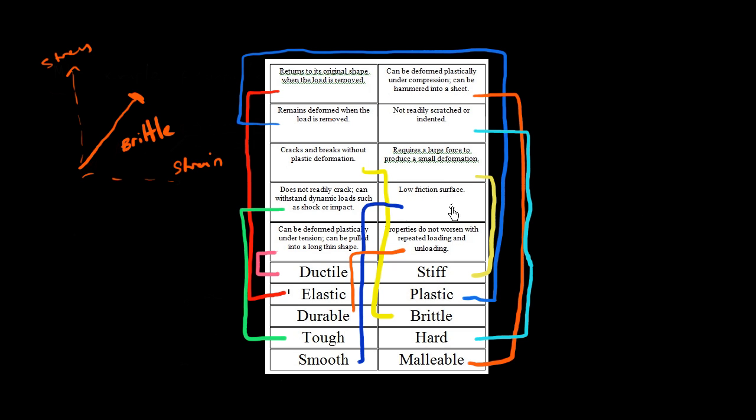Finally, low friction surface, that's just a definition, we call it smooth, and that makes sense also. And then the properties do not worsen with repeated loading and unloading. That's a durable material, one that lasts from duration.